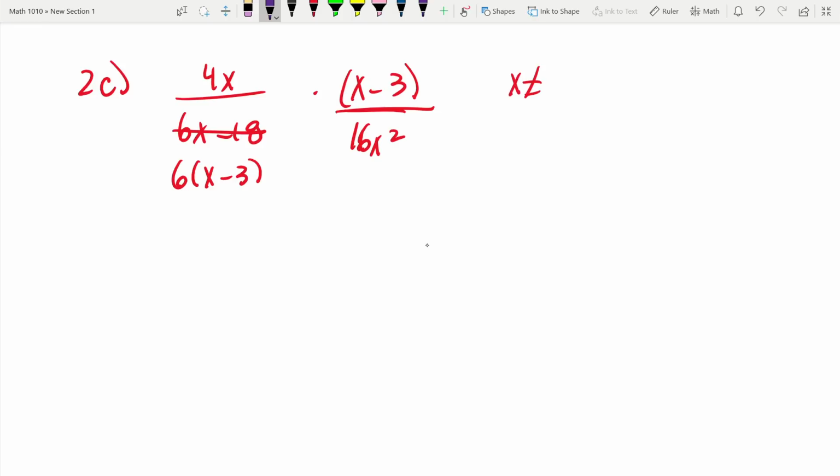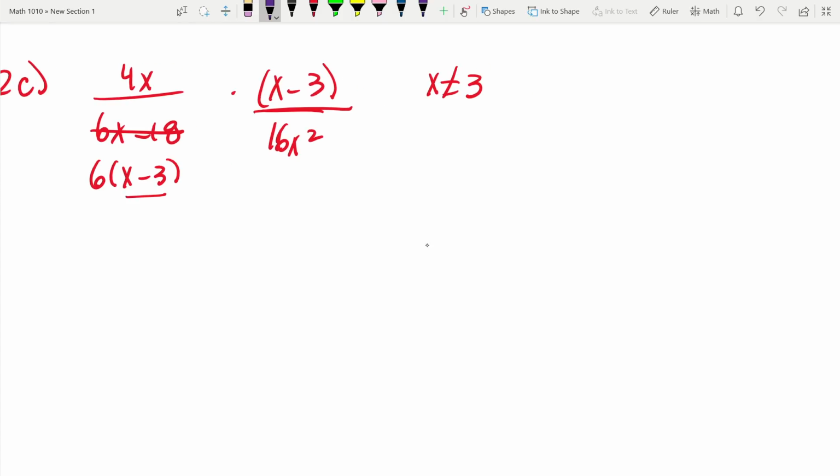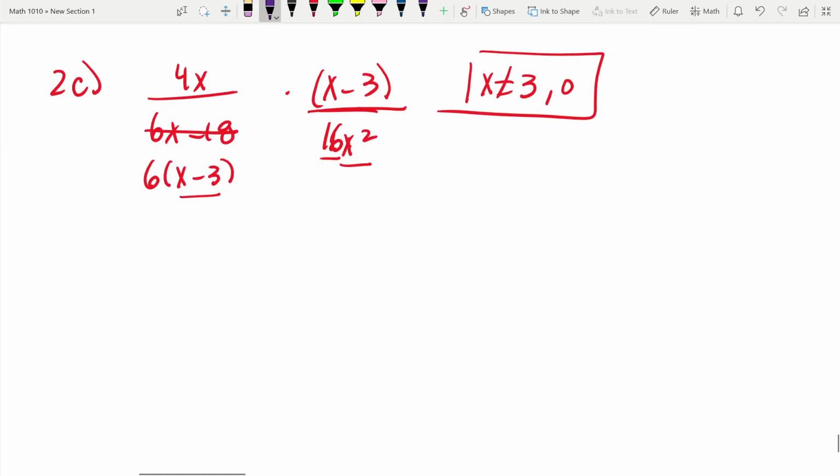The 6 is not going to give me a restriction. The x minus 3 gives me x cannot be 3. The 16 is not going to give me a restriction. The x squared is going to give me a restriction of 0. Those are your restrictions. Now, lots of different ways you can do this.